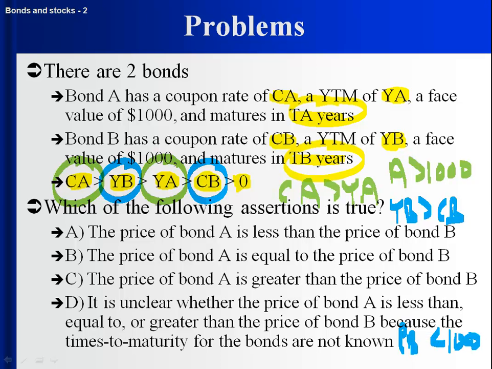So if the price of A is greater than $1,000 and the price of B is less than $1,000, A must have a greater price than B, and the answer is C. The price of bond A is greater than the price of bond B. So just use the relationships. A problem like this, which can seem intimidating and confusing and ambiguous, is actually quite clear.